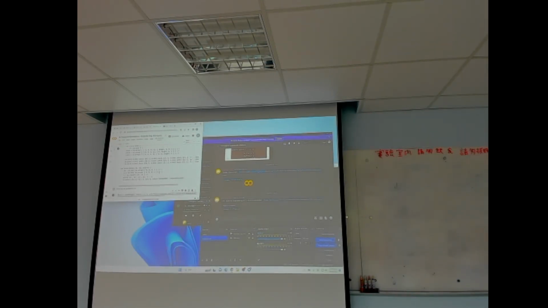Oh, this one, yeah. Okay. So we have a measuring tape, so you can measure your robot.